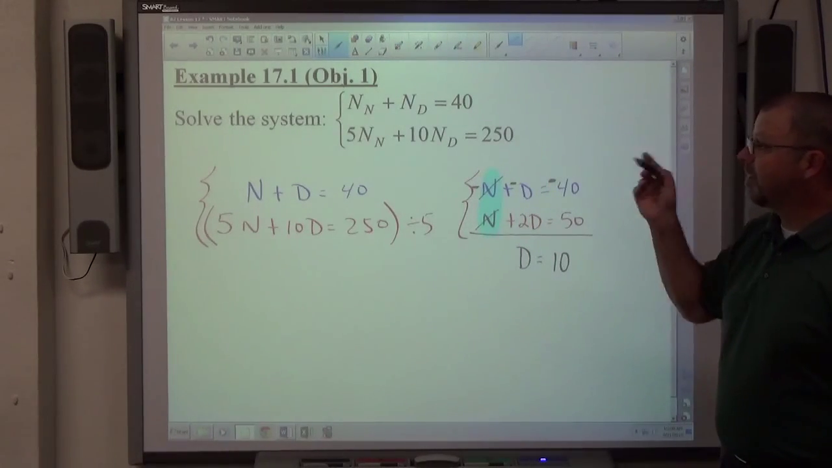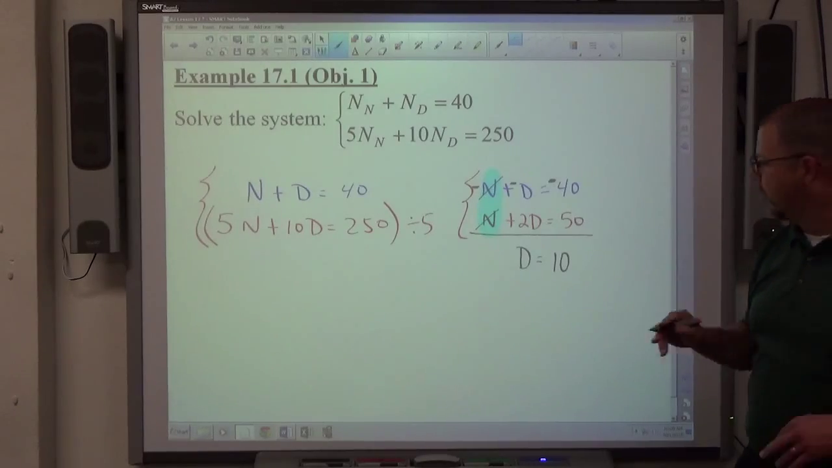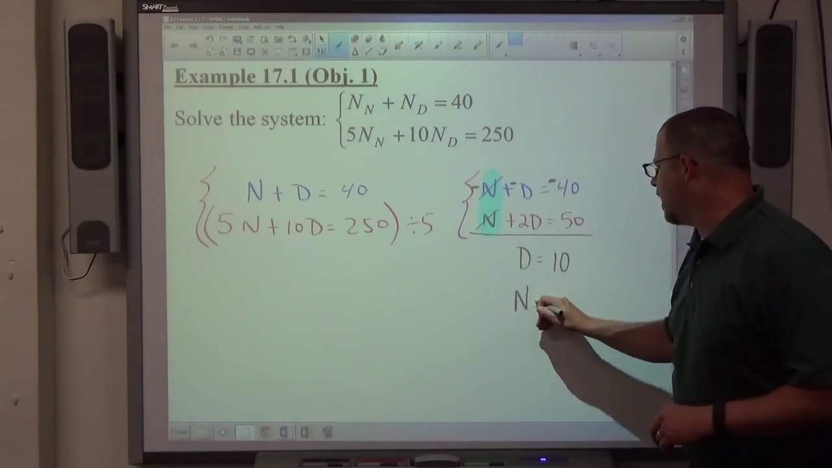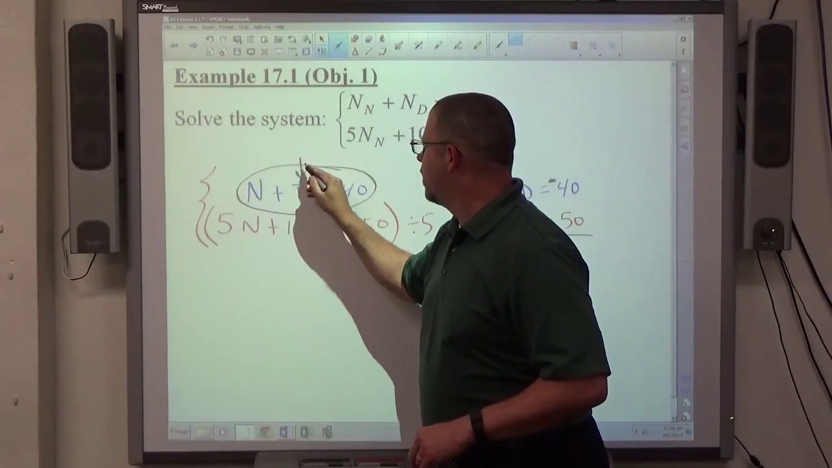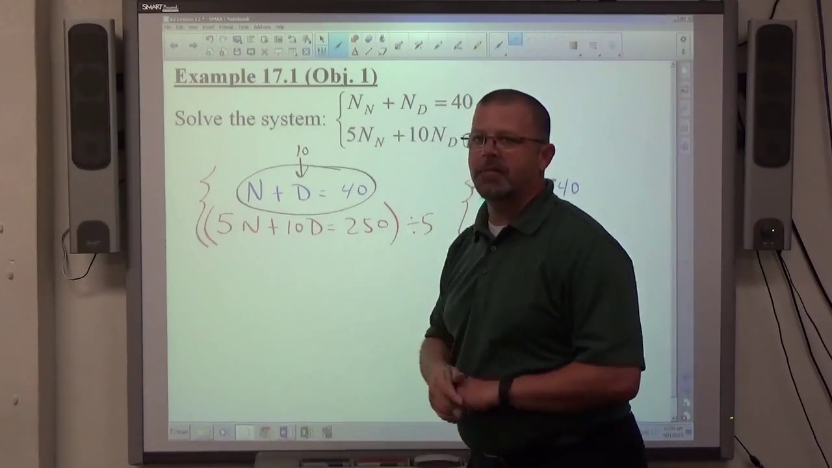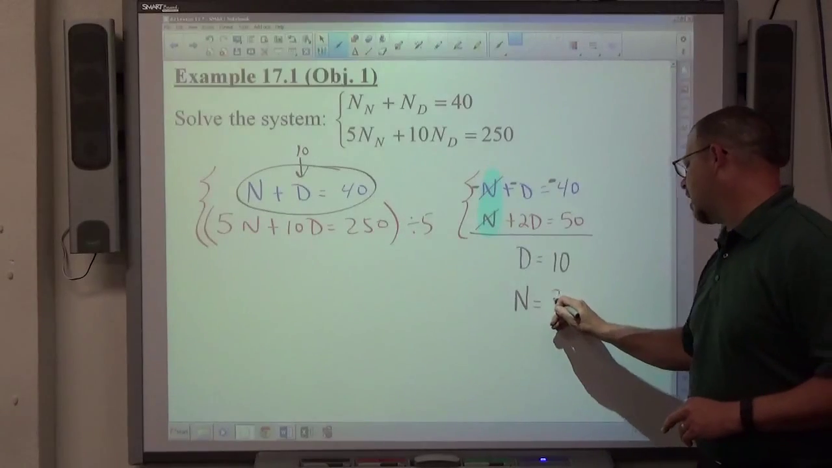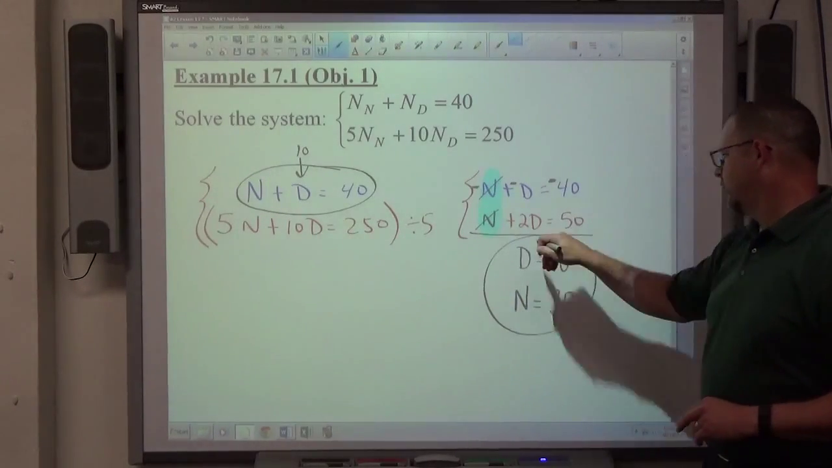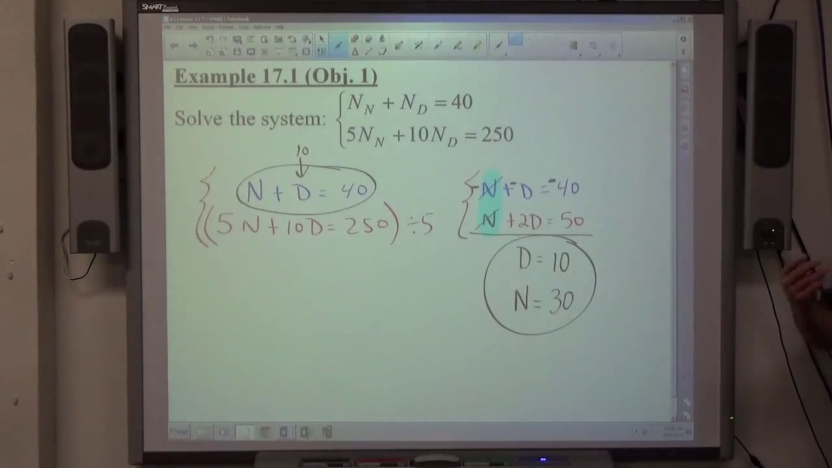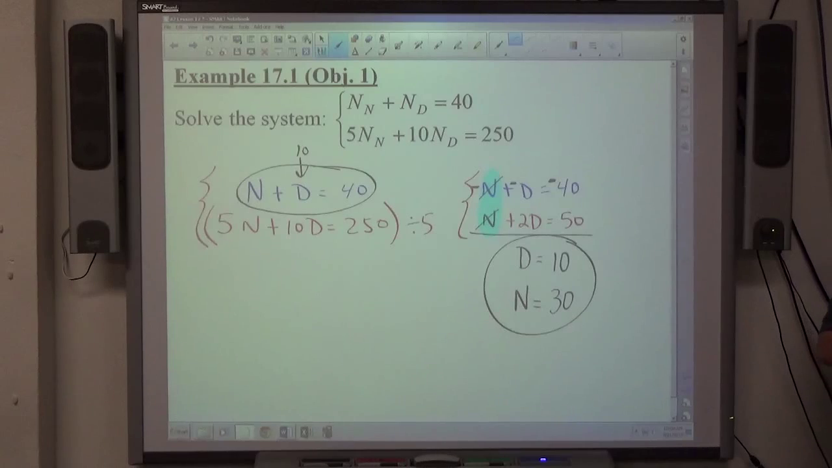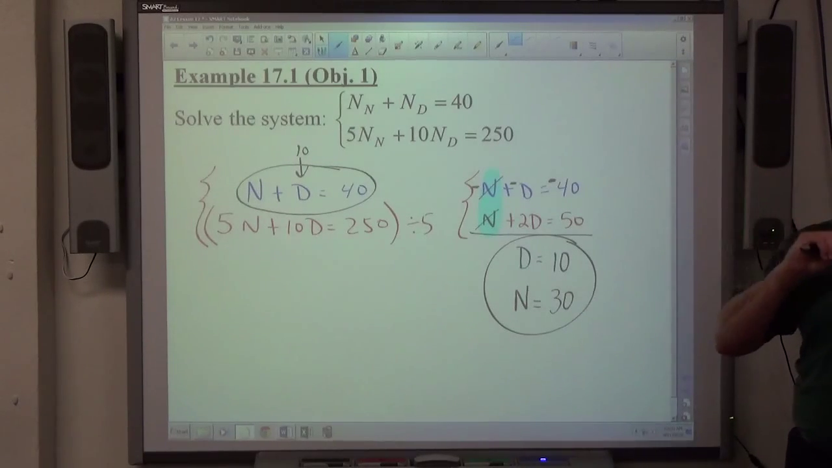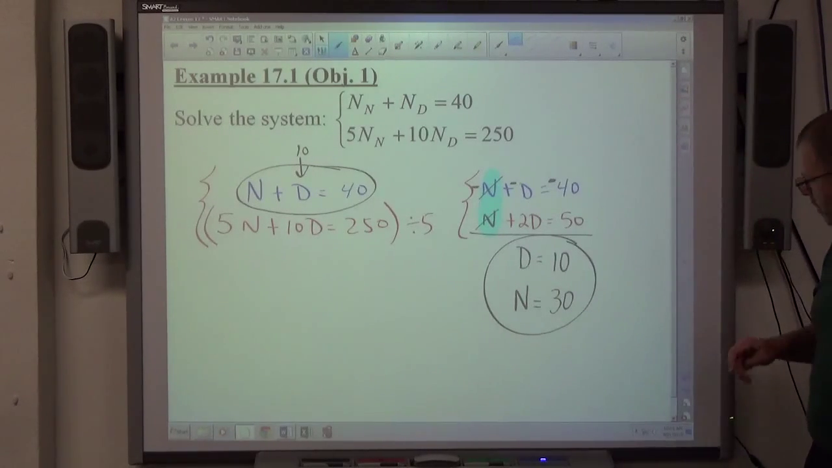The other thing we have to find, if it says solve the system, we want to know all the unknown values. The other unknown value is n. And this tells me that n and d add up to 40. We just figured out d was 10, so what does n have to be? 30. N had to be 30 then. And that's one type of subscripted variable problem that you have to deal with. And again, using the subscripts as the variables is probably easier in that scenario. Two equations. I would do it that way.